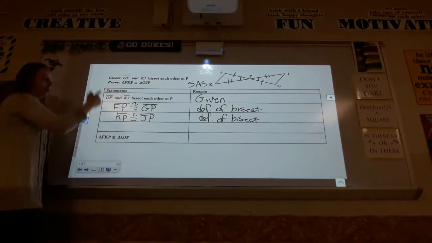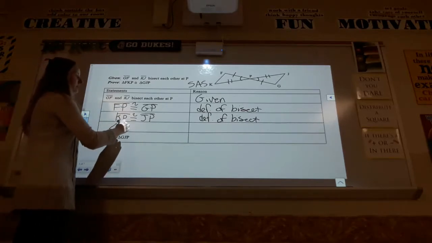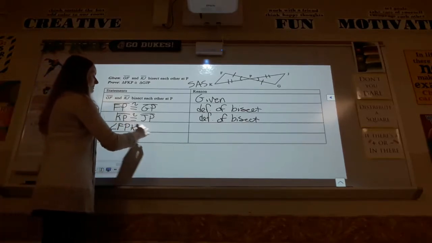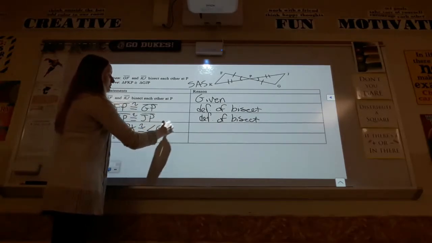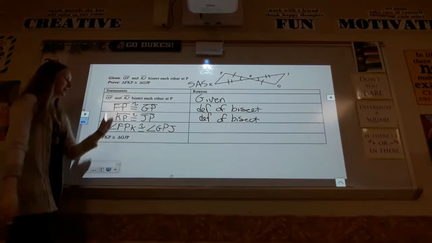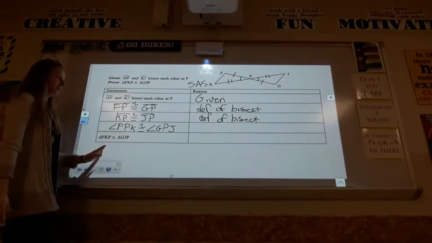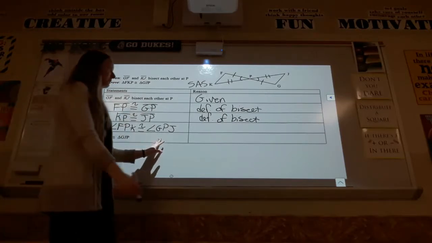And then we had our vertical angles, right? So angle FPK is congruent to angle GPJ, or KPF, however you name the equal. Just make sure you name the other one in the correct order.